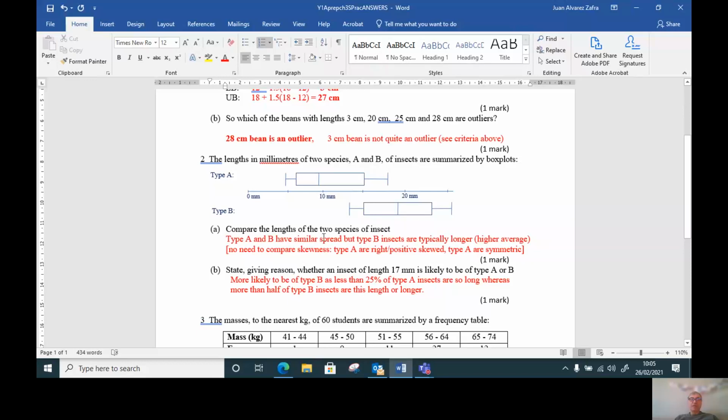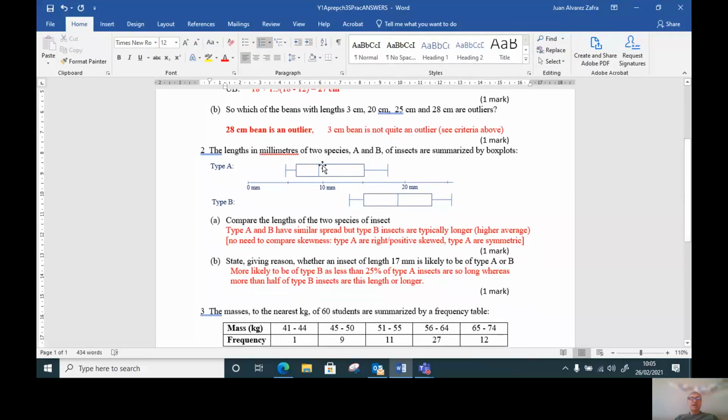So when comparing two distributions or two sets of data, there are really three things that we can do. We can compare a typical value, which is an average. In this case, from the box plot, we can read off the medians. So we can talk about the typical length of type A species and type B species. The second thing we can do is talk about the spread. The spread can be given by the range, the interquartile range, the gap between Q1 and Q3, and there are other measures of spread that we will come across.